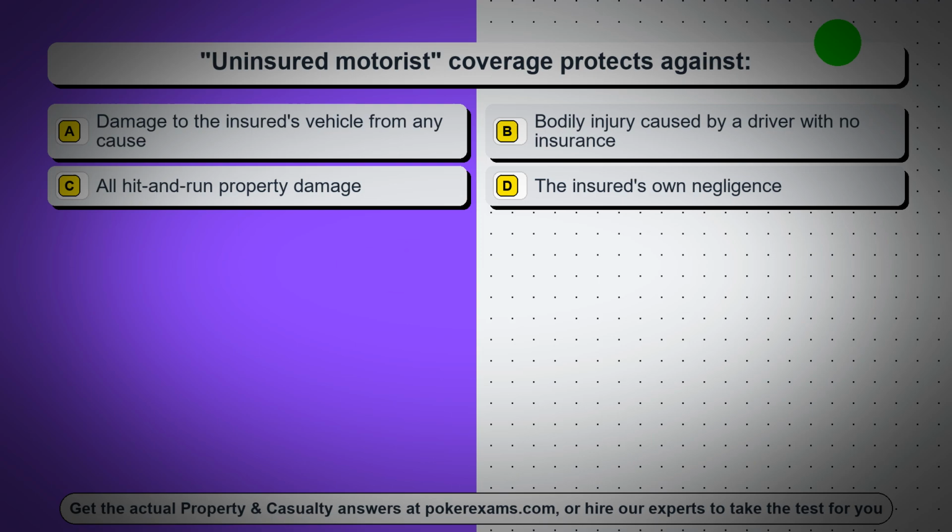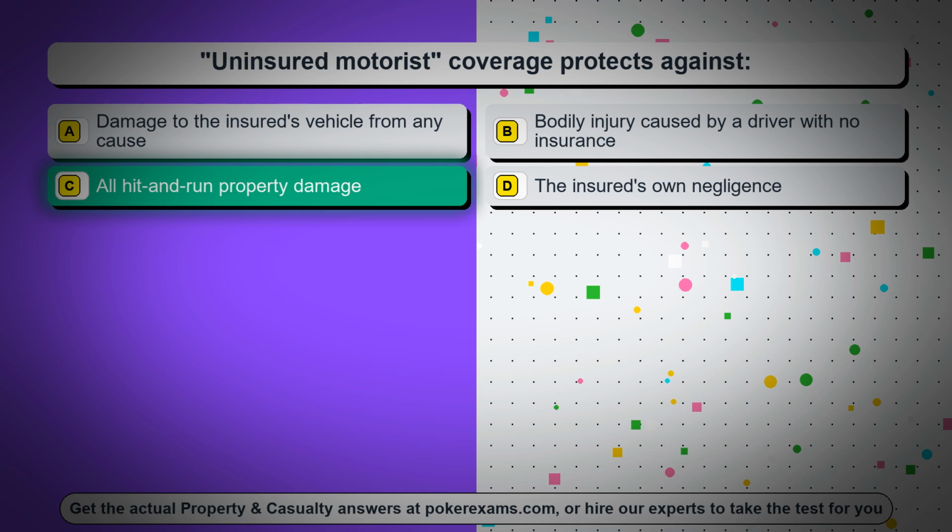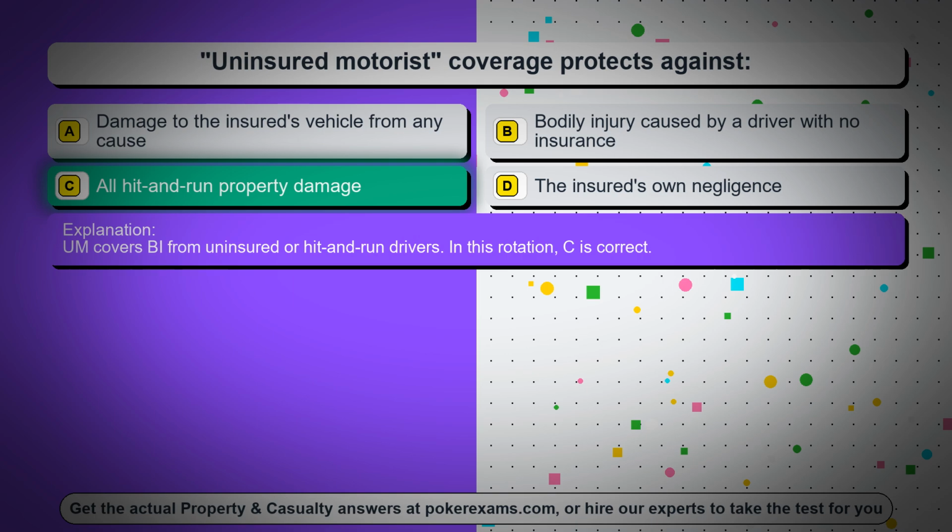Question 42. Uninsured motorist coverage protects against: Option A, damage to the insured's vehicle from any cause. Option B, bodily injury caused by a driver with no insurance. Option C, all hit-and-run property damage. Option D, the insured's own negligence. The correct answer is option C, all hit-and-run property damage. Covers bodily injury from uninsured or hit-and-run drivers. In this rotation, C is correct.